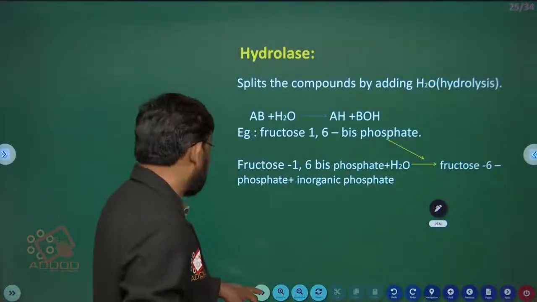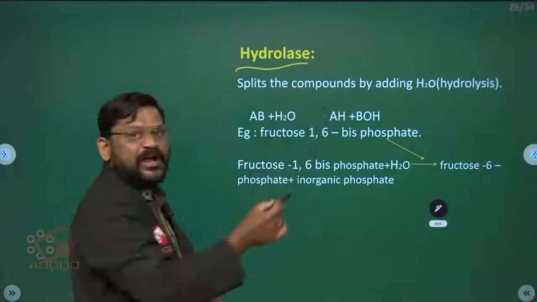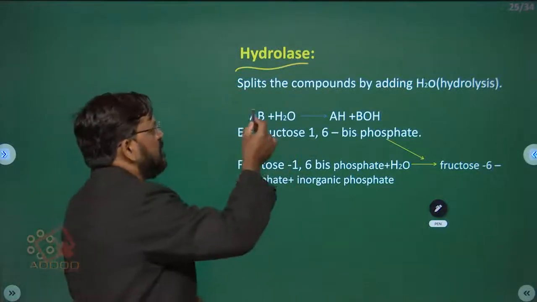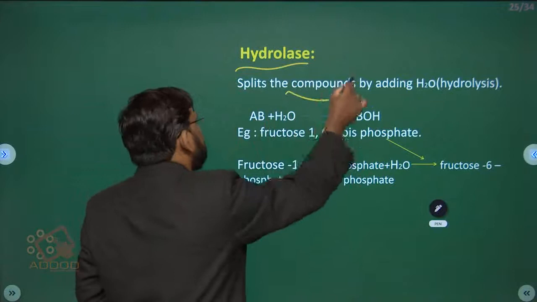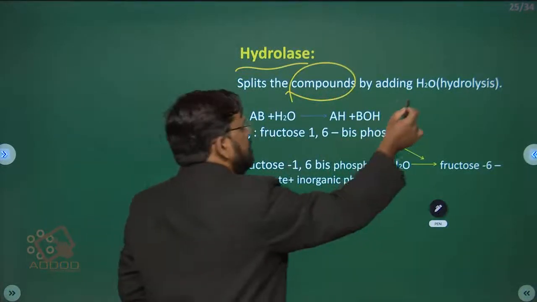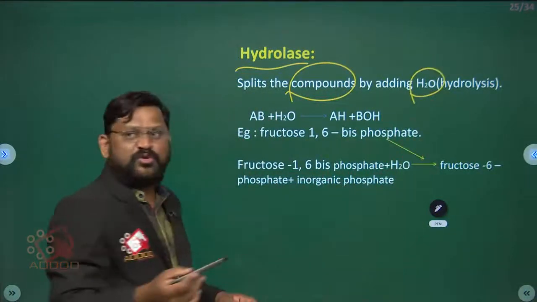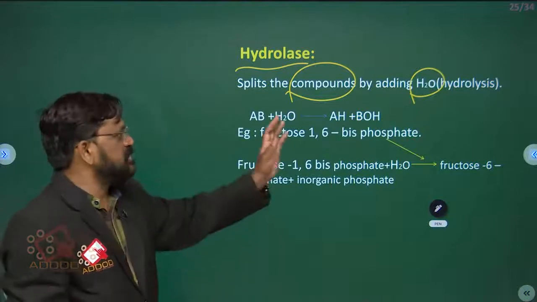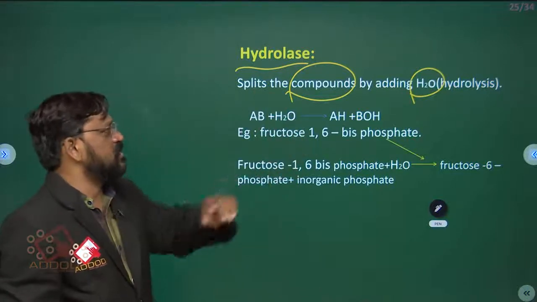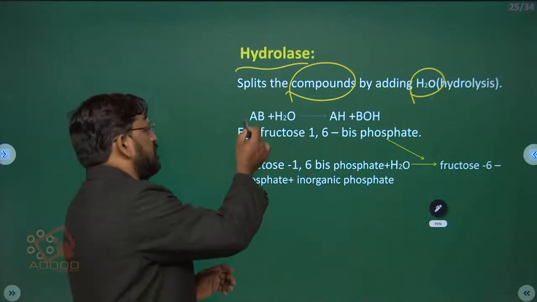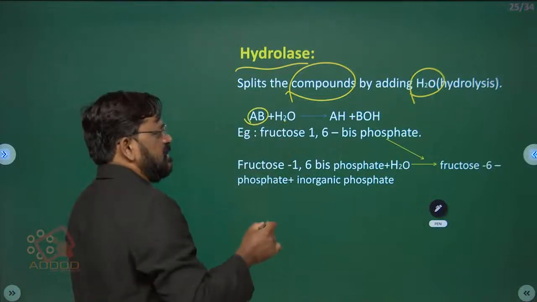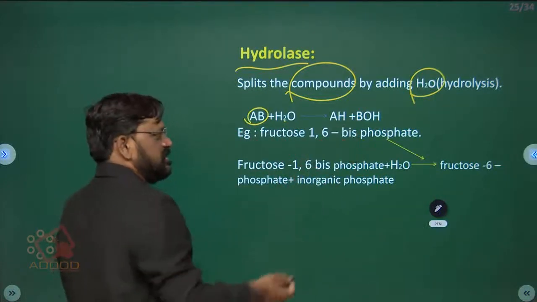Next is called hydrolase. Here, nothing but we can say this enzyme will split the compounds by adding water. Adding water is called what? Hydrolysis. So splitting of a compound by adding water is called hydrolysis. You can see here, to the compound AB, water is added. Now it splits into AH plus BOH, etc.